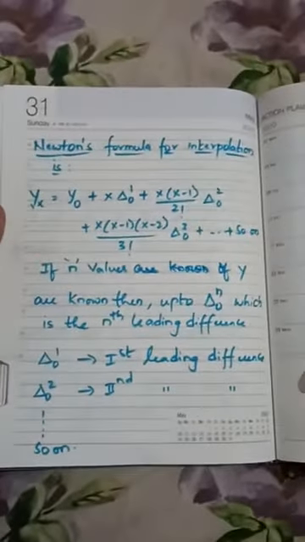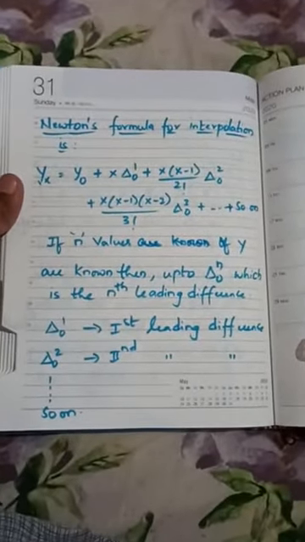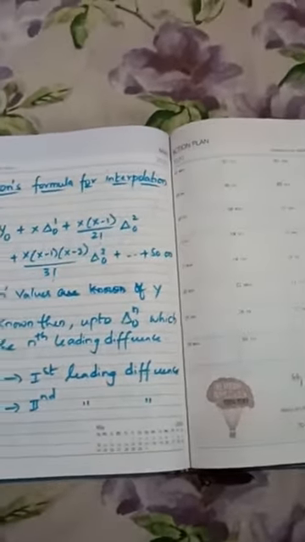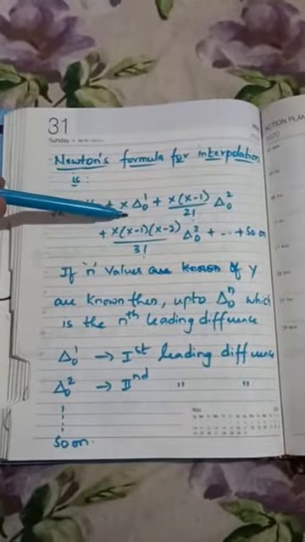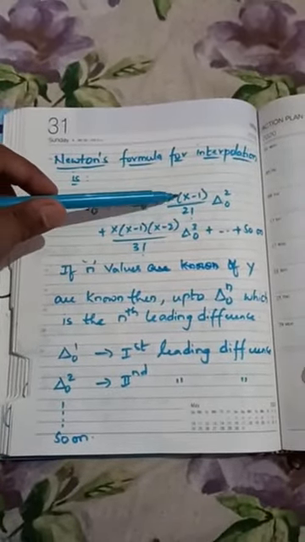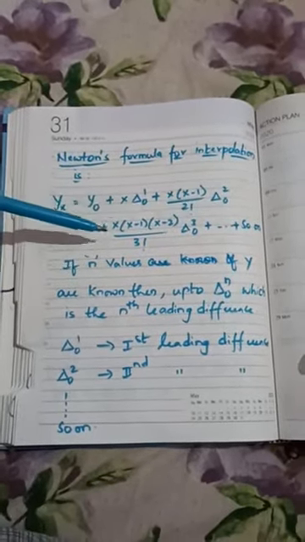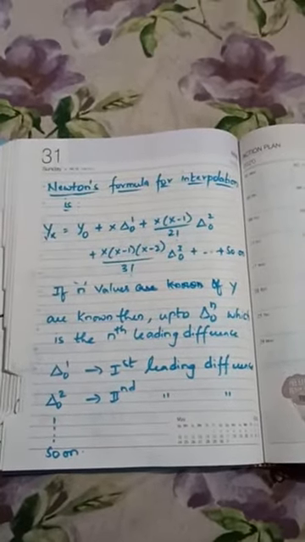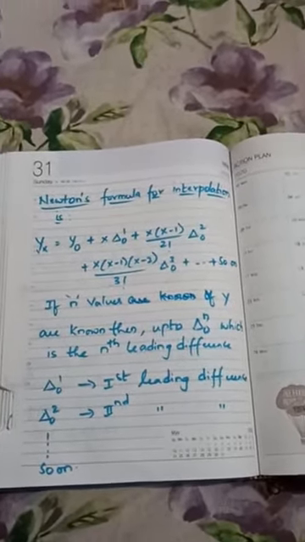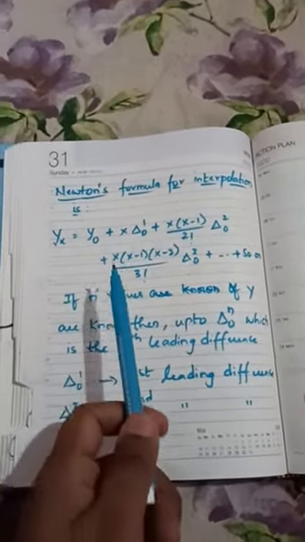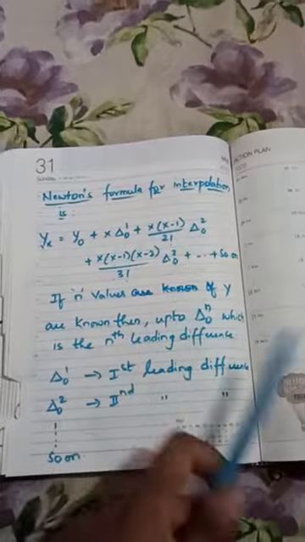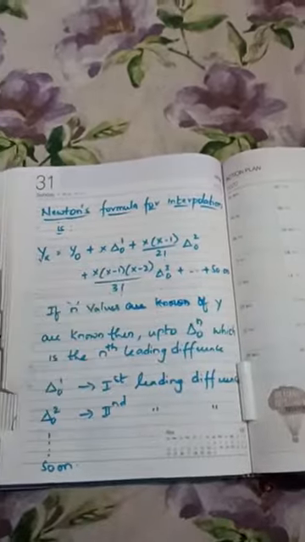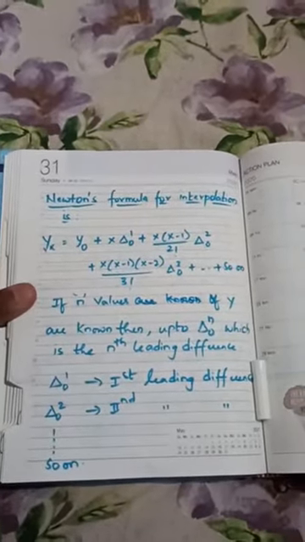Now coming to the formula of Newton's advancing difference method. Look here at the formula: yx equals y naught plus x delta naught 1 plus x minus 1 by 2 factorial into delta naught 2 plus x minus 1, x minus 2 by 3 factorial into delta naught 3 plus x minus 1, x minus 2, x minus 3 by 4 factorial into delta naught 4, and so on. Here small n is nothing but the number of known values of y.